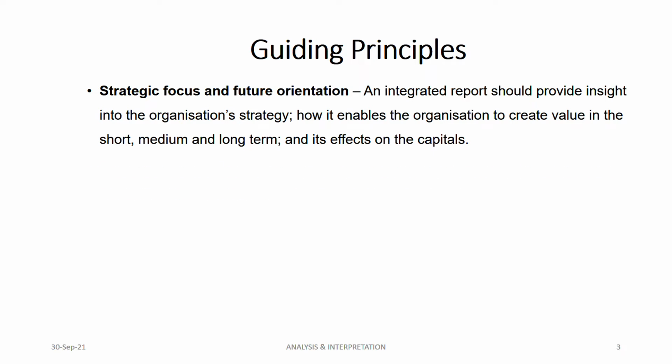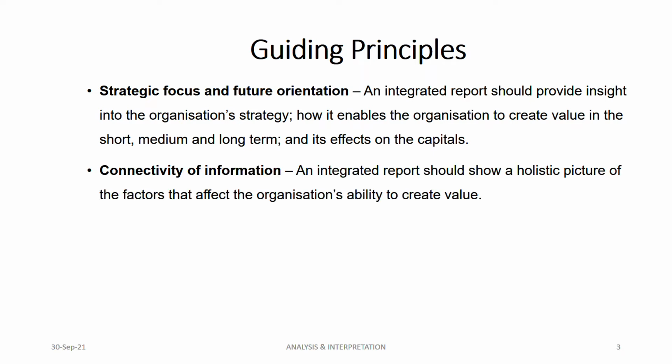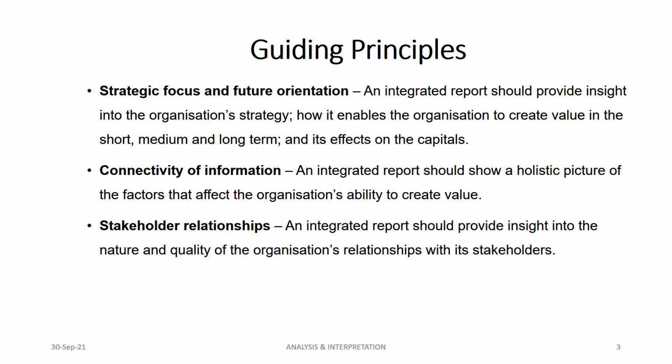Second, connectivity of information. Connectivity means every piece of information together makes one big picture. So if one factor is affected, the other factors will also be affected. They're interrelated, all the six capitals. Then stakeholder relationships. Stakeholder relationship means what is the organization's relationship with its stakeholders? What is the nature? What is the quality? Is it good? Is it bad? How is it?